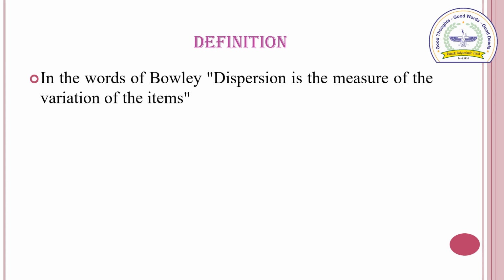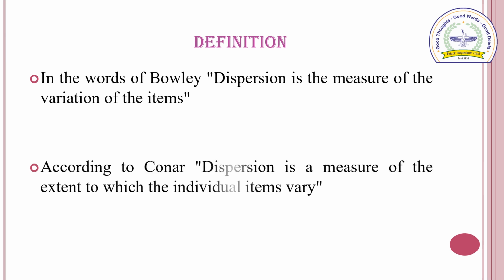Now we will see some definitions of measures of dispersion. According to Bowley, dispersion is the measure of the variation of the items, and according to Conor, dispersion is a measure of the extent to which individual items vary.